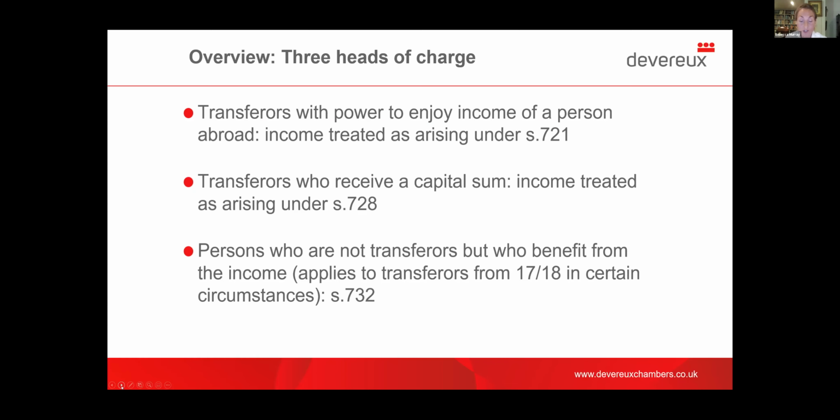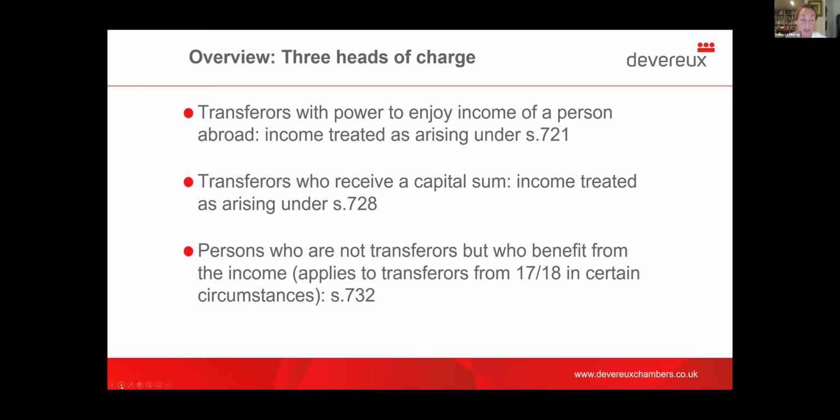The third head of charge applies to any person who receives a benefit out of assets which are available for that purpose as a result of relevant transactions. And here the income is treated as arising under section 732. So in terms of quantum, the amount chargeable under this head will usually be lower than the total amount of income arising to the person abroad. And that's because there are some calculations to be done under section 733, which relate to the benefits received rather than simply the total income arising to the person abroad.